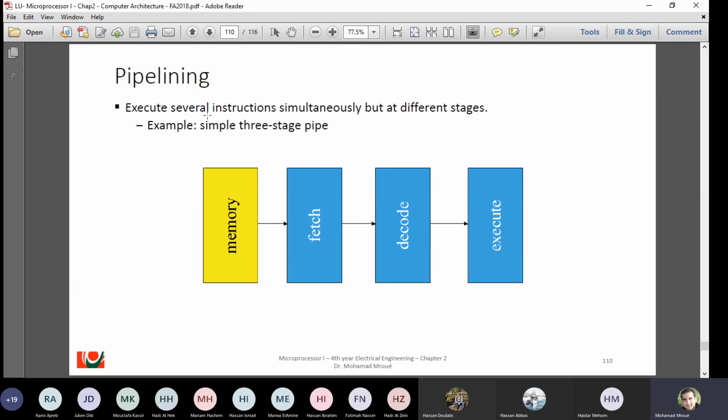Okay, so execute several instructions simultaneously but at different stages. This is what I mean by pipelining. So this is a simple three-stage pipeline: fetch from memory, decode, and execute. Some processors have 5 or 6 pipeline stages; the PIC18F, as I told you, has 2. We will talk about those details later on.